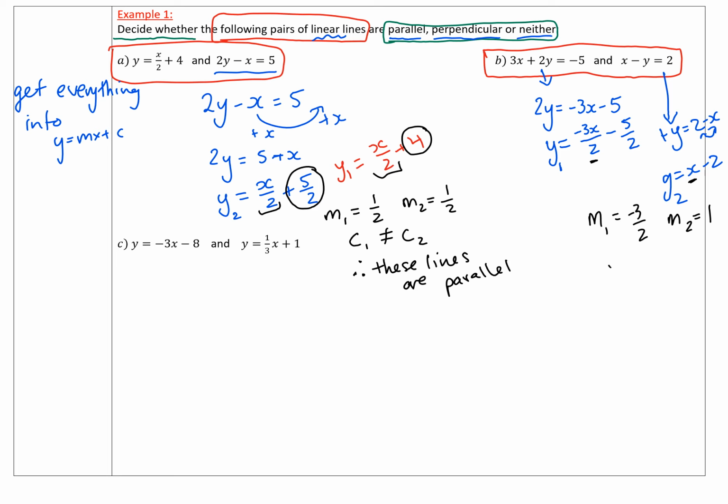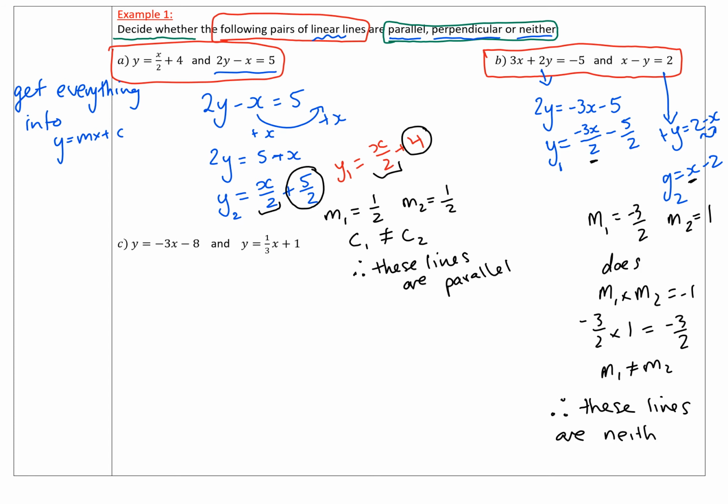Our test here is, does m1 times m2 equal negative 1? If it does, we know these lines would be perpendicular. When we test this though, negative 3 over 2 times 1 is equal to negative 3 over 2. And so we know that these lines are not perpendicular. Given that m1 does not equal m2, we also know that these lines are not parallel. So we can conclude that therefore these lines are neither.